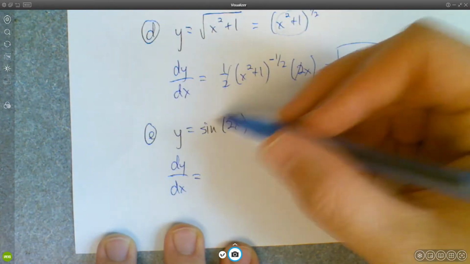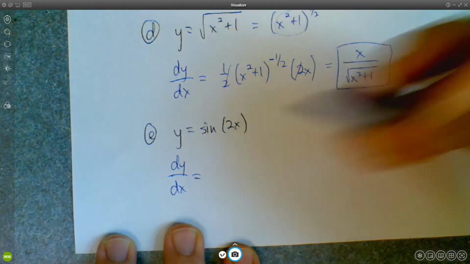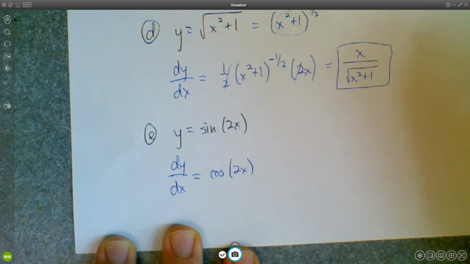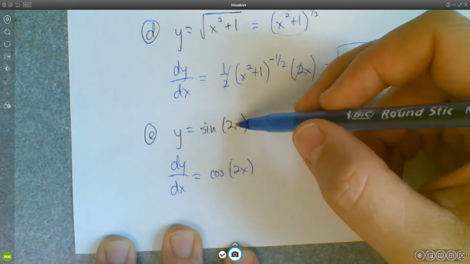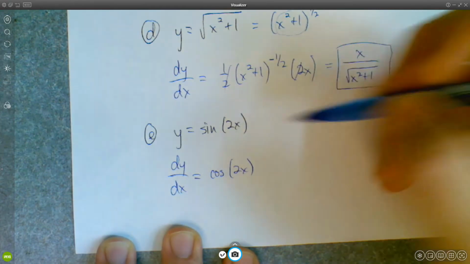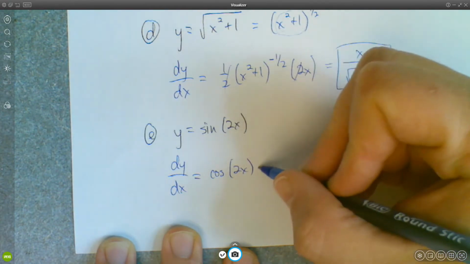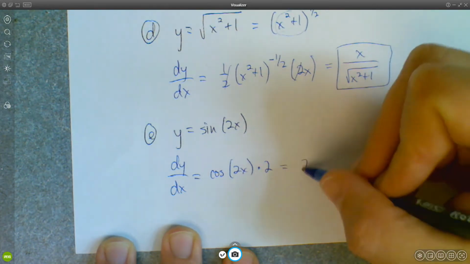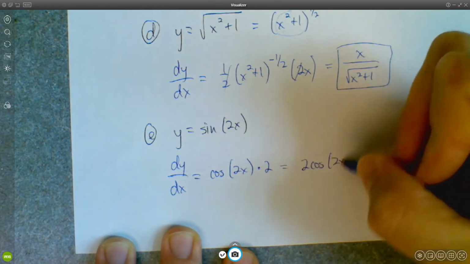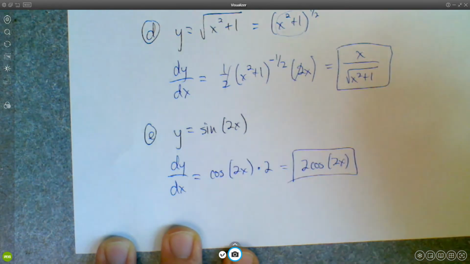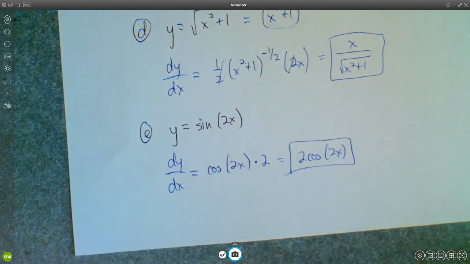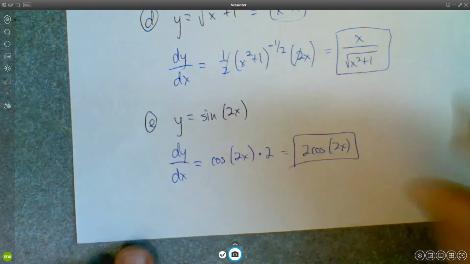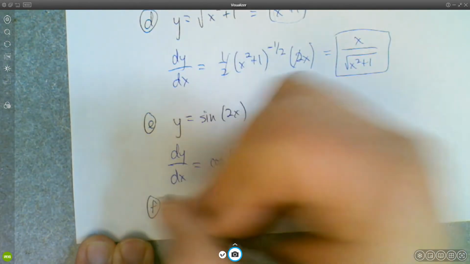So the outer function is the sine function, and the derivative of sine is cosine. It's cosine 2x, and then we have to multiply that by the derivative of the inner function. Derivative of 2x is 2. Okay. Another one kind of similar to that.